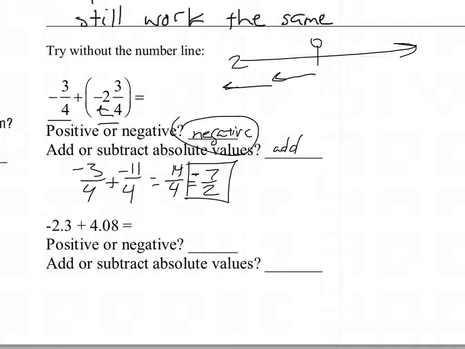All right, so looking at our last one here, we have negative 2.3 plus 4.08. Is our answer going to be positive or negative? All right, the answer should be that this is going to be positive. 4.08 is worth more than 2.3, so this is going to be a positive value. Add or subtract the absolute values. You should be definitely thinking to yourself that we're going to be subtracting these. They have opposite signs. Those arrows are going to be cutting into each other. So this is a subtraction situation.